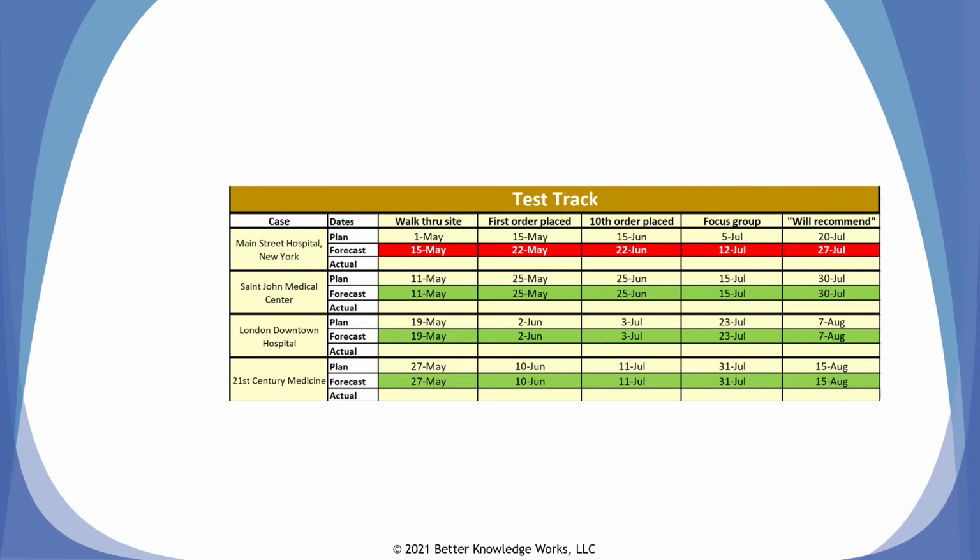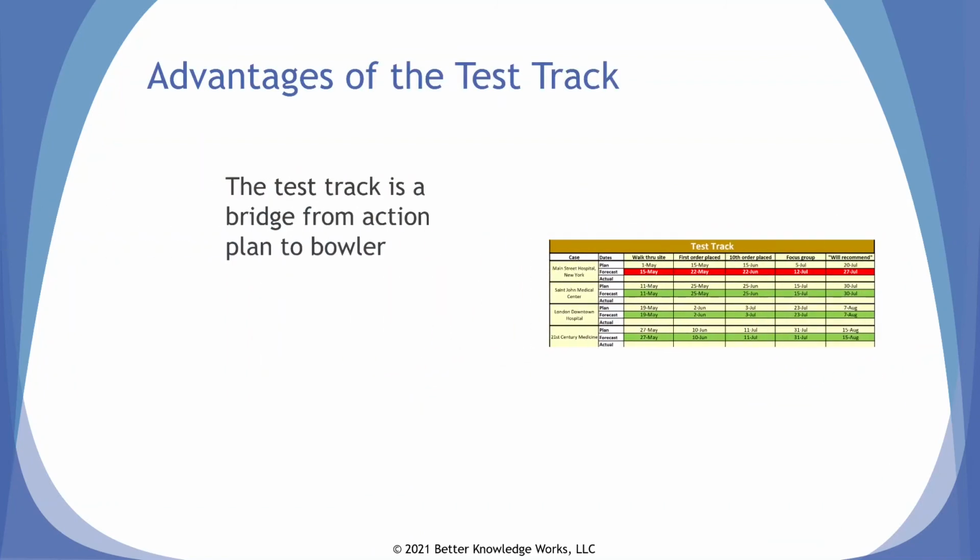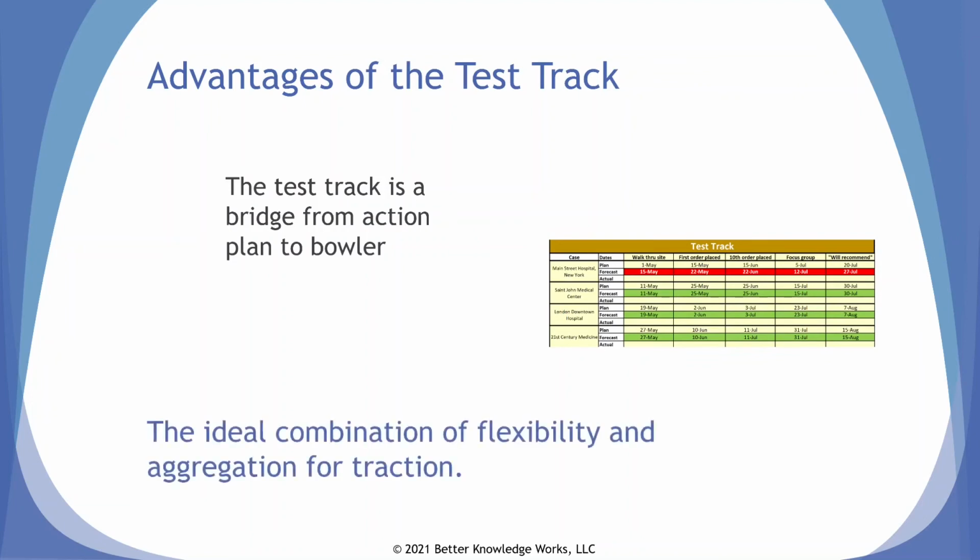The test track bridges the change of the action plan or any other project management method to measuring value with a bowler. It's the ideal combination of flexibility and aggregation for measuring traction. And we can use the same visualization for any type of project: IT, quality improvement, product development, marketing, or even commercial initiatives. If you'd like to try the test track, start out with a small project and write down how you can interact with 3 or 4 customers throughout that project.